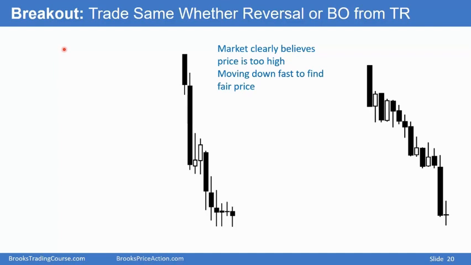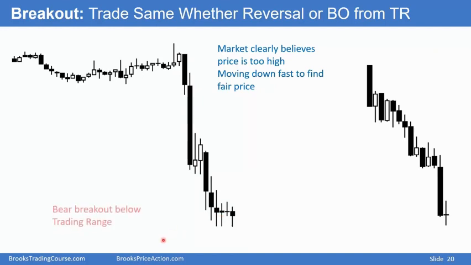Does it matter if one is a reversal and one's a breakout from a trading range? It doesn't matter, you trade them the same. The market's telling you that the price is too high. We have a trading range and a bear breakout. You're going to sell it. Because the market's going down fast, it's probably going lower.